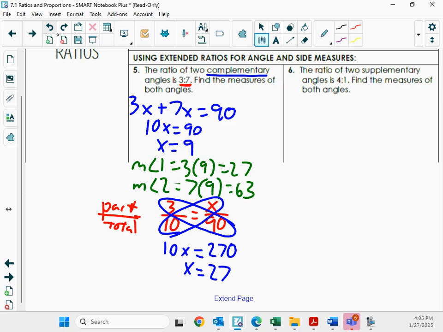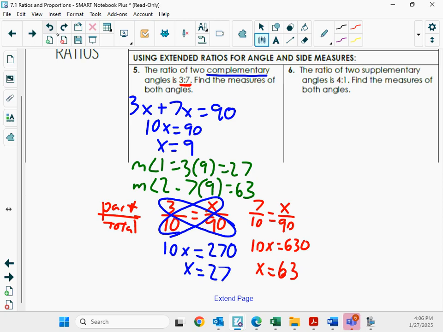Then if I wanted to do angle 2, angle 2 has 7 of those 10 parts. And in total, we're still going to equal 90. So after I cross multiply, I get 10x equals 630. I divide by 10, and x equals 63. So part over total, I can get both angles doing that. 3 of the 10 parts for angle 1 gives me 27. 7 of the 10 parts gives me 63 for angle 2.